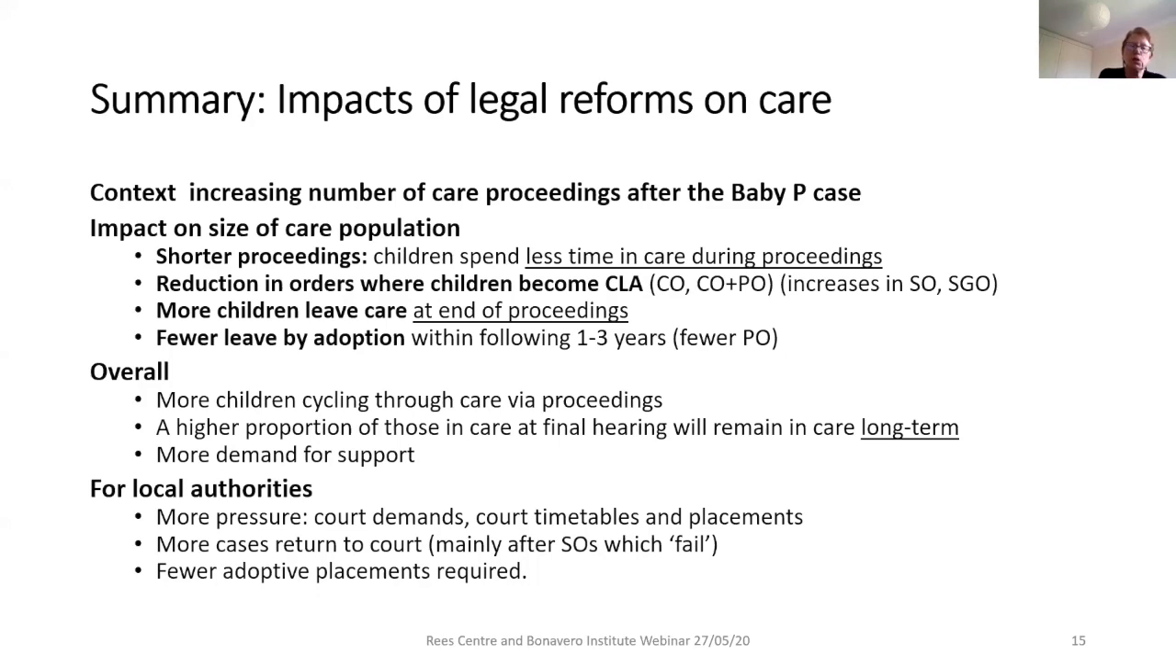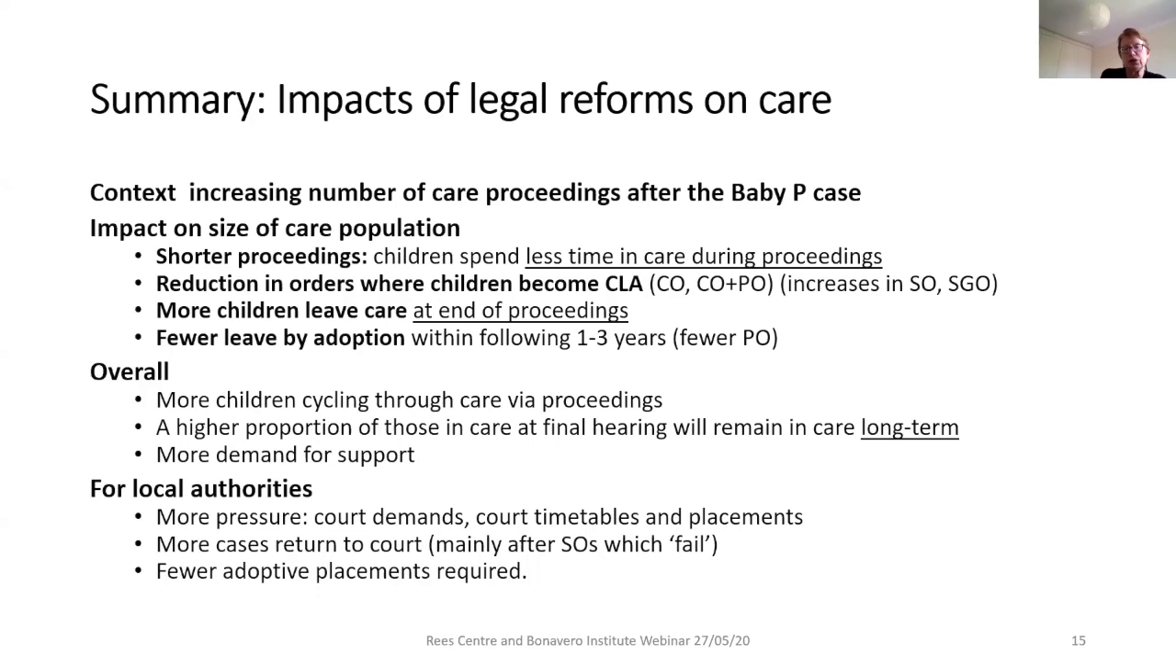For local authorities, there's more pressure. The courts become more demanding. More of the assessments are supposed to be done before proceedings. There are fewer assessments in proceedings. Courts try to impose rigorous timetables, which in our study led to some of the assessments being really curtailed in order to meet the court timetable. For example, an assessment of an SGO carer, a full assessment, not just a preparatory assessment, being done in 12 days. And at the end of the 12 days, it was ready for the final hearing, and the child who hadn't been placed with those carers during the proceedings was placed with them at the end of the proceedings.